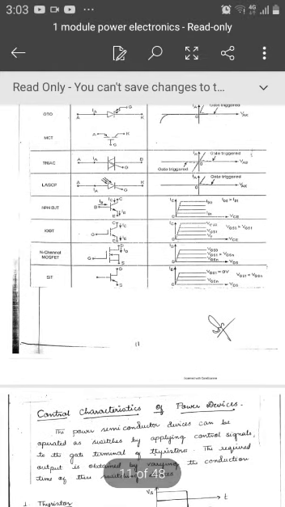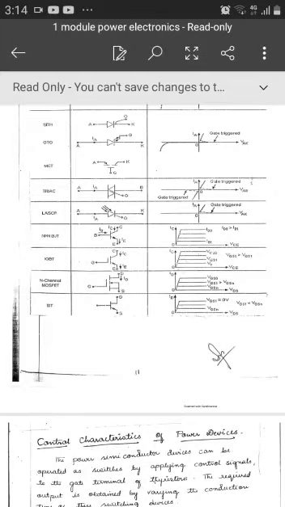Next one, NPN BJT, that is the bipolar junction transistor. It has three terminals: base, emitter and collector. The input current controls the output current. Output current is the collector current. This is the NPN transistor. Usually a transistor is a current controlled device and its output characteristic is shown in the figure.